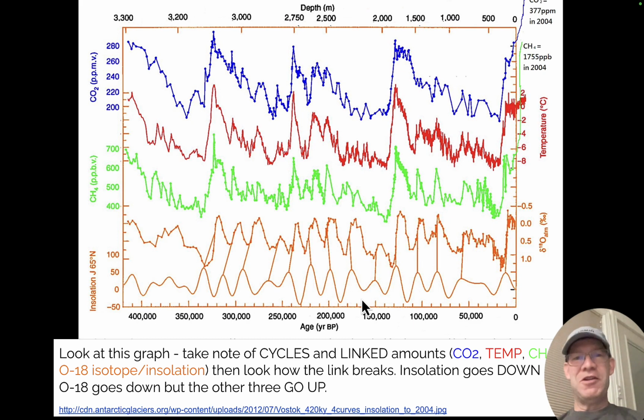All right, this graph here is fairly confusing, but we'll go through it together. It's going to be good. So if you look at the cycles and how they're linked, I think I'll start with my oxygen 18.